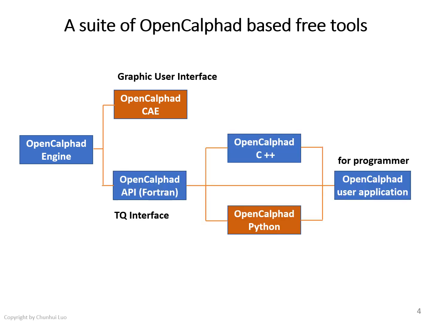If you would like to make your own program, you could use the TQ interface. The TQ interface is an application program interface (API), which is developed for Fortran and C language users. Furthermore, OpenCalphad Python is also available by using F2PY and F90wrap tools. If you are interested in OpenCalphad Python, which is a Python interface, you can download it through the link below this video.